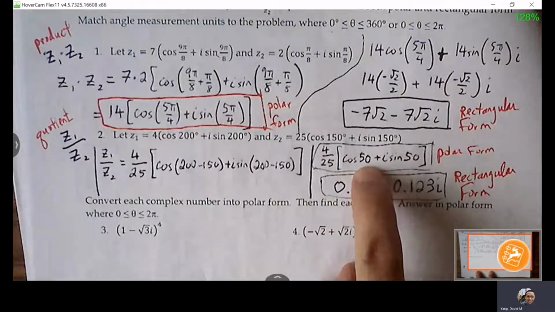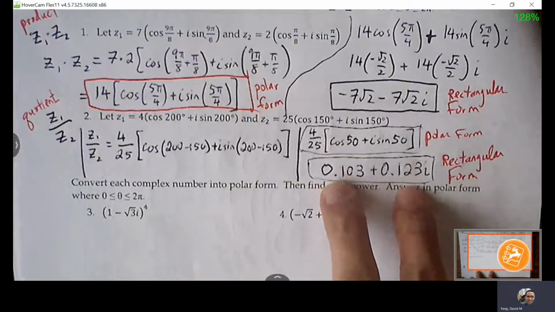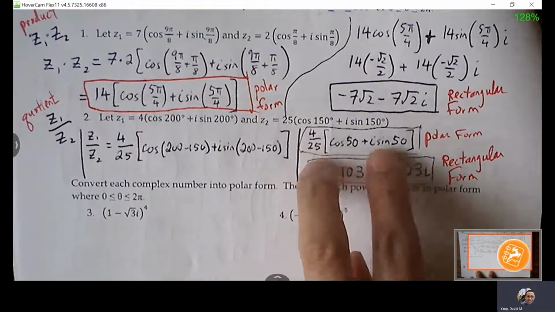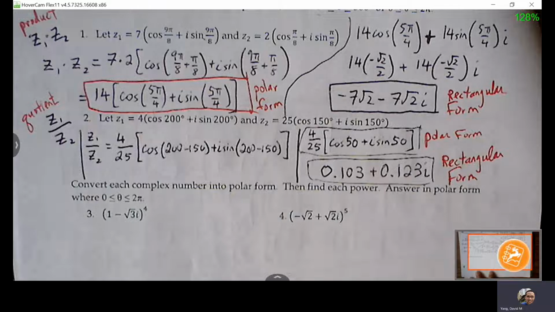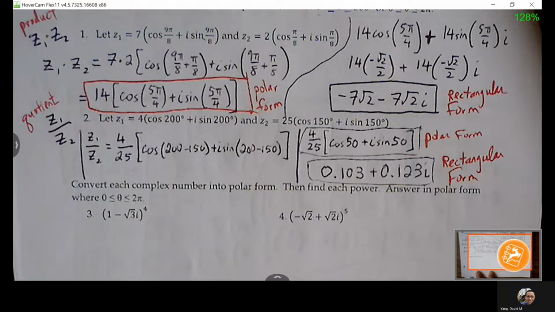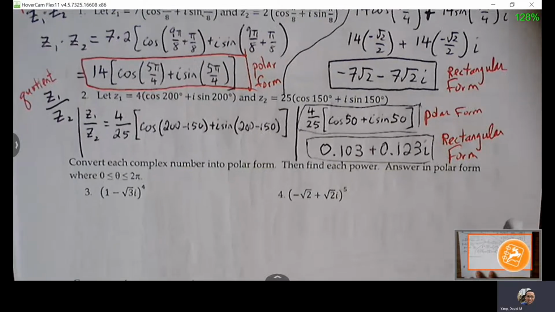Notice that these are in degree measures, so you want to make sure that your calculator is in degree mode, and then you just distribute the 4 over 25, whatever that decimal is, distribute it through, and then you should get 0.103, and then 0.123. Okay, any questions with number 2?